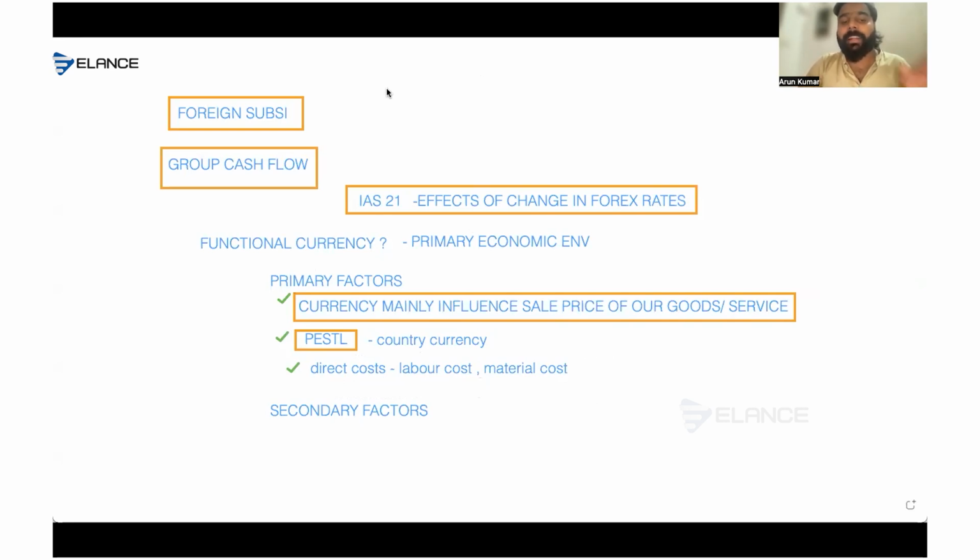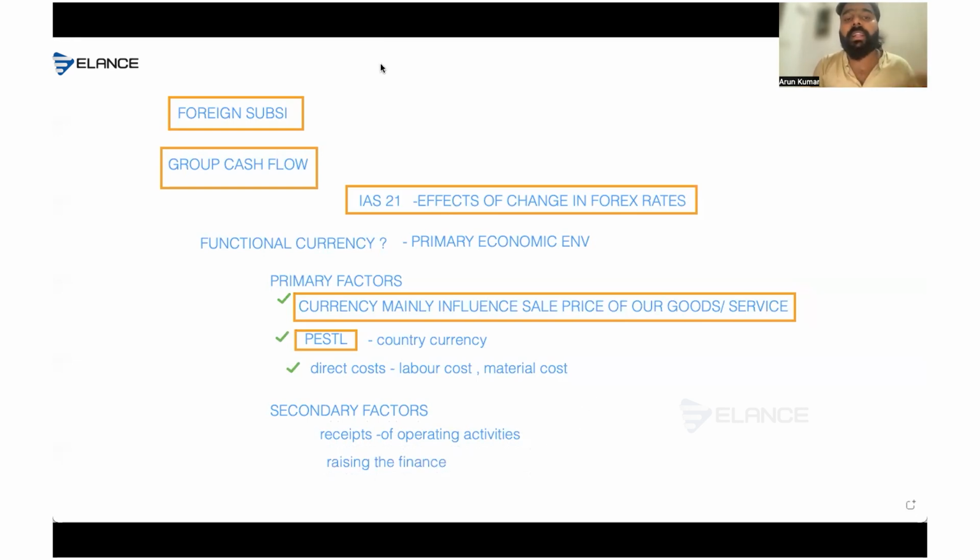Okay. So once the primary factors are found out, now we are moving to the secondary factors. So what are secondary factors? The receipts of the operating activity. In which currency you are getting the receipts of your operating activity, as well as the currency from which mainly you are using the finance, or the currency from which we are mainly raising the finance. In which currency you are taking the funds.